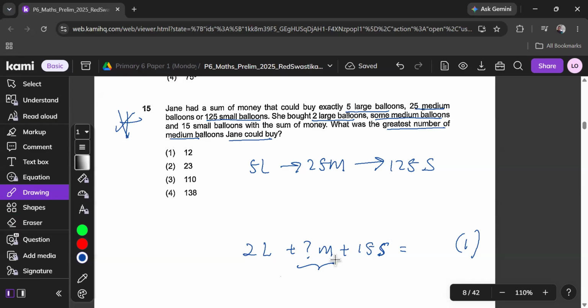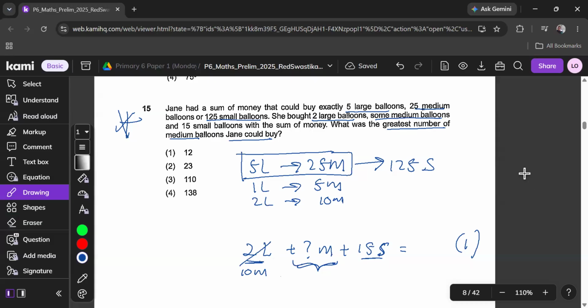Okay, now how do we get the greatest number of medium balloons? Remember the ratio method? Can we change the 15 small to medium? Can we change the 2 large to medium? Can or not? Yes. You look at this one. 5 large is 25 medium. 1 large will be 5 medium. 2 large will be how many? 10 medium. So change the 2 large to 10 medium.